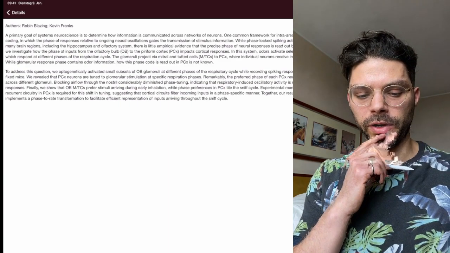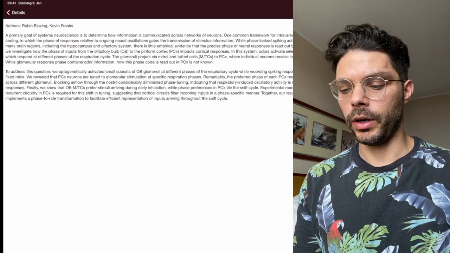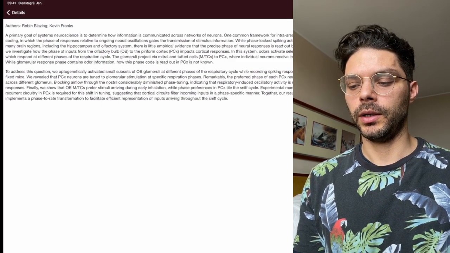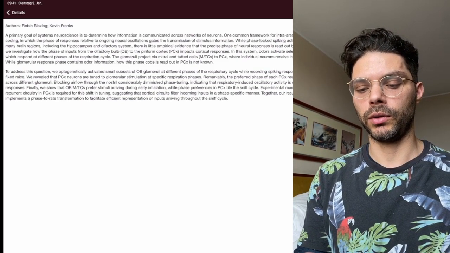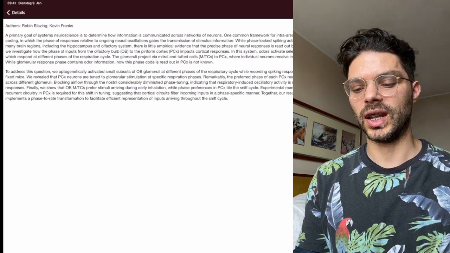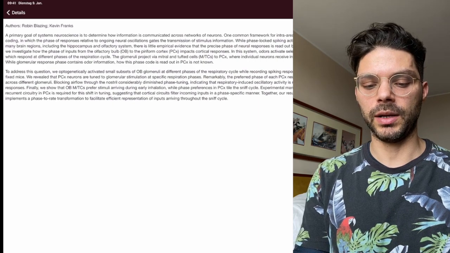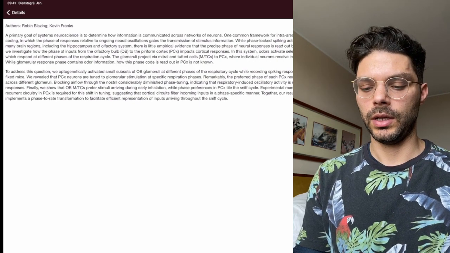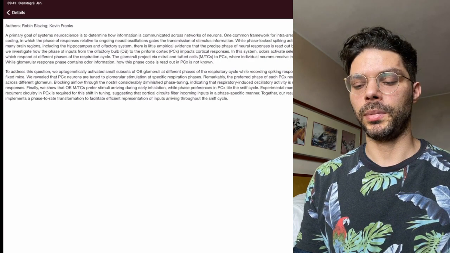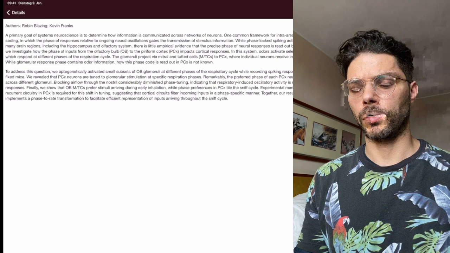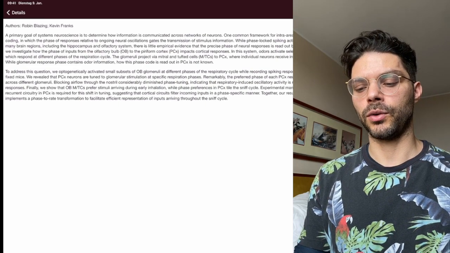A primary goal of systems neuroscience is to determine how information is communicated across networks of neurons. One common framework for intra-areal communication is phase coding, in which the phase of responses relative to ongoing neural oscillations gates the transmission of stimulus information. While phase-locked spiking activity has been identified in many brain regions, including the hippocampus and olfactory system, there is little empirical evidence that the precise phase of a neural response is read out by downstream networks. Here we investigate how the phase of inputs from the olfactory bulb to the piriform cortex impacts cortical responses.